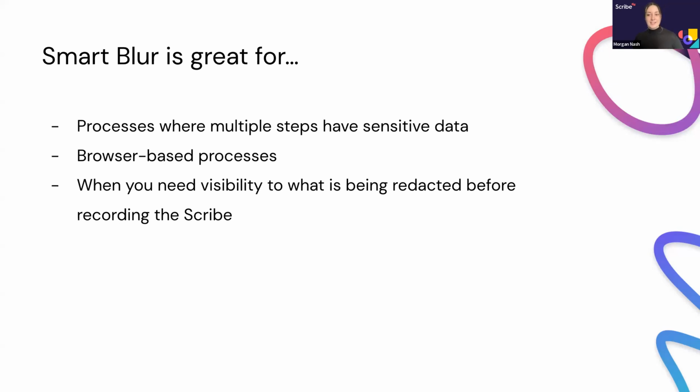The other piece that's nice is that since you can see the whole screen and watch the blur happening live, it's actually visible to you what you're redacting before you finish recording the scribe. So that's why this is good for folks who are working with systems that have a lot of that data, because you can just set it and forget it and go about recording your scribe.